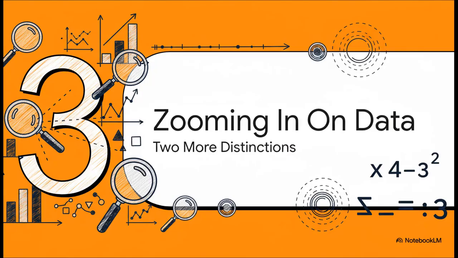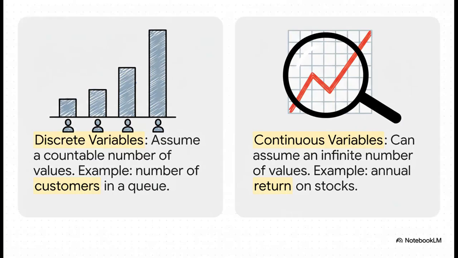Okay, fantastic. We are almost there. We're going to zoom back in and focus just on that quantitative data, the numerical stuff, and make two last really important distinctions. First, we have to distinguish between discrete and continuous variables. Discrete variables are things you can count in whole numbers, like the number of customers waiting in a line. You can have 0 people, 1 person, 2 people, but you can't have 1.5 people.